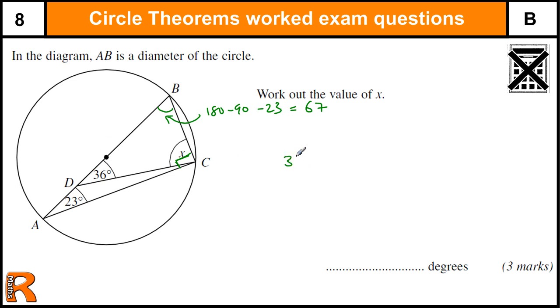And then we can just look at this triangle that we're left, which we want to find x, so 36 plus 67 plus x equals 180. So we add those together, we get 103 plus x is 180. So x equals 180 take away 103, which is 77. 77 degrees, 3 marks.